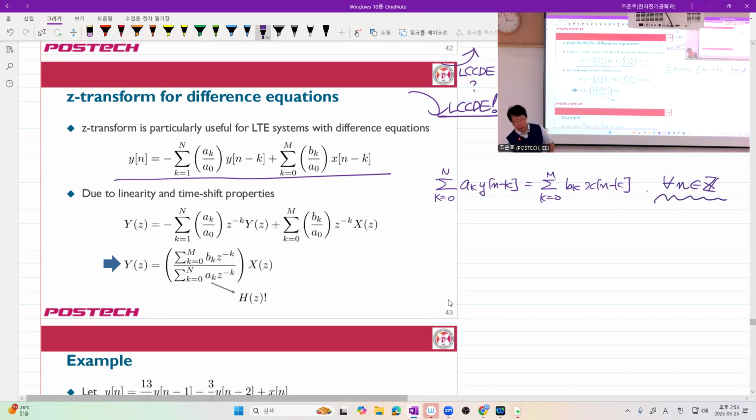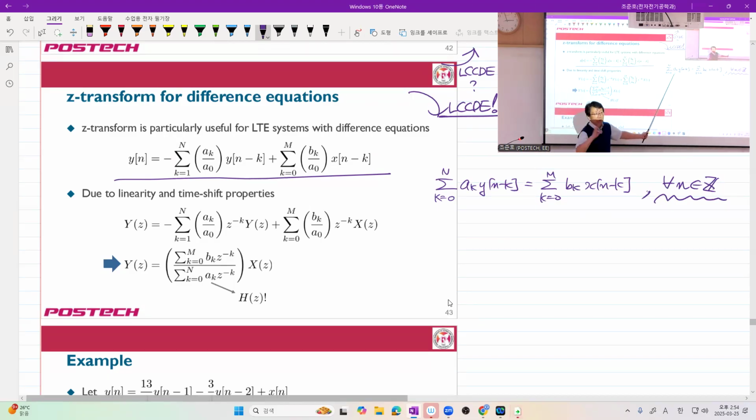Actually, this is very important, but too obvious, so omit it. So you have a countably infinite number of equations, but when you change the parameter n, the coefficients a and b are not changing. That's why we say what? Constant coefficient, right? And they are difference equations because we can always rewrite summation as difference.